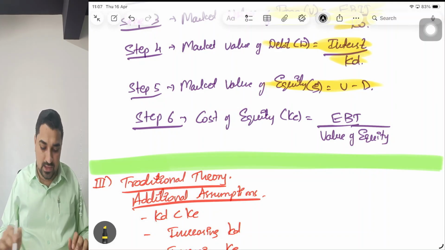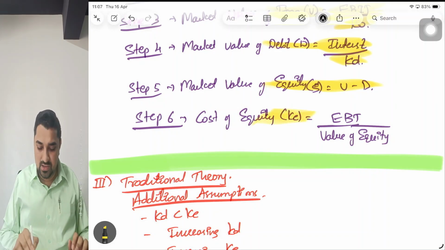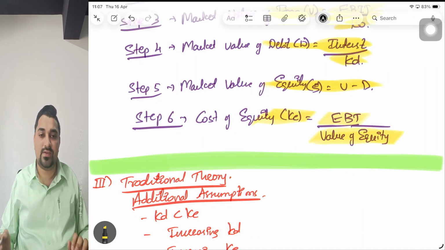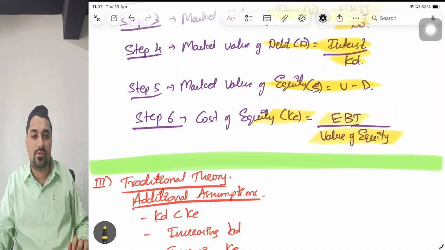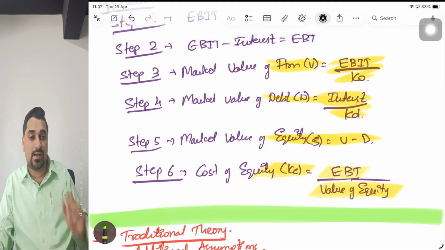And the last step, I'll calculate KE. In the last step, I'll calculate KE using the formula EBT divided by value of equity. Understood? Sequence matters a lot.